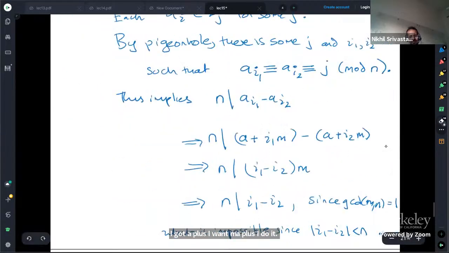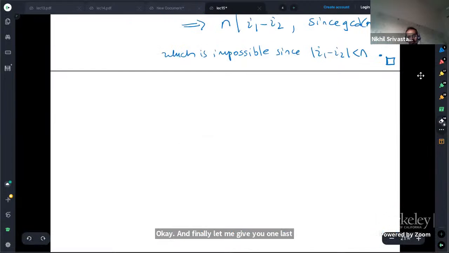Okay. And finally, let me give you one last. I'll just state it. I won't do the proof since the proof is more about graph theory than about pigeonhole, but it uses pigeonhole. I'll state it, and you can read the proof in the book. It's not long.